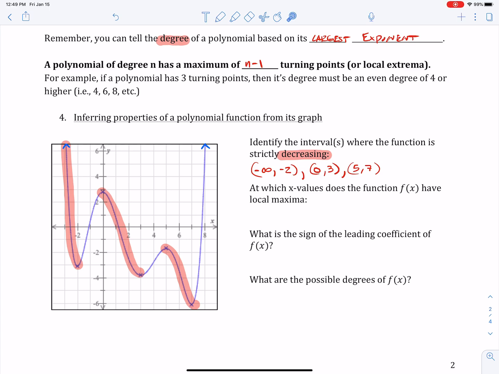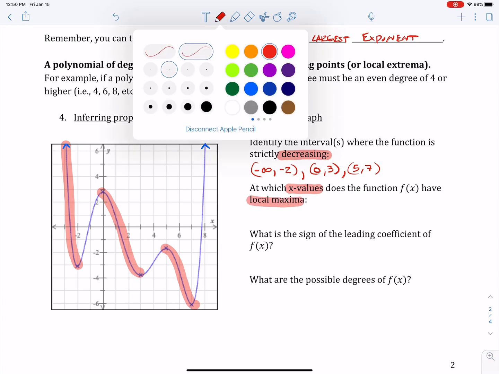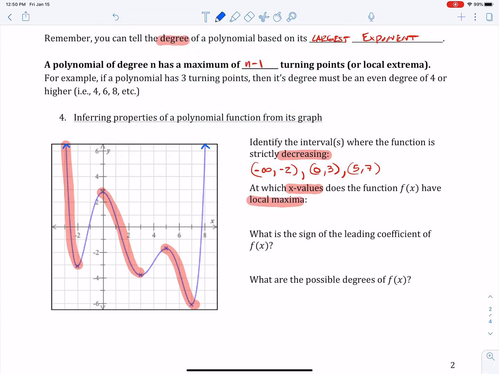Now it says, at which x values does the function f of x have local maxima? Local maxima. Well, there are some key words here: x values, local maxima. Well, where are my local maxima? Those are the hills or mountains. That's right here, and then right here. Well, what are the x values of those 2 points? 0 and 5.